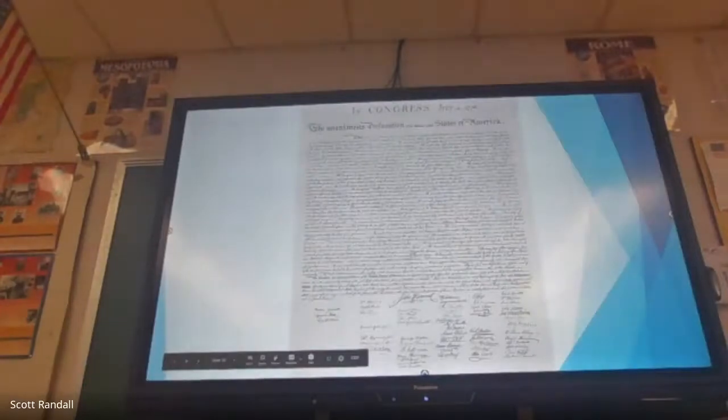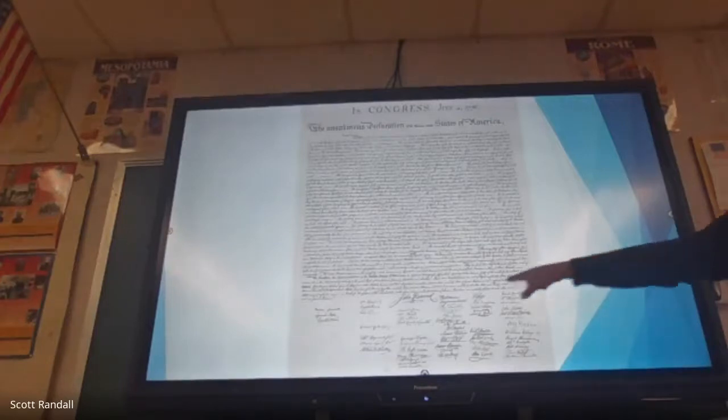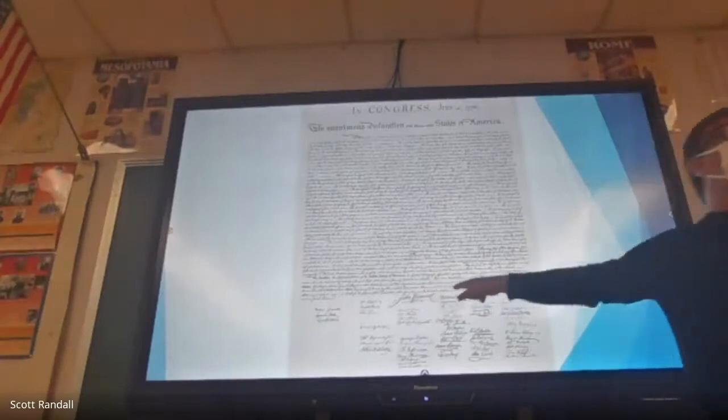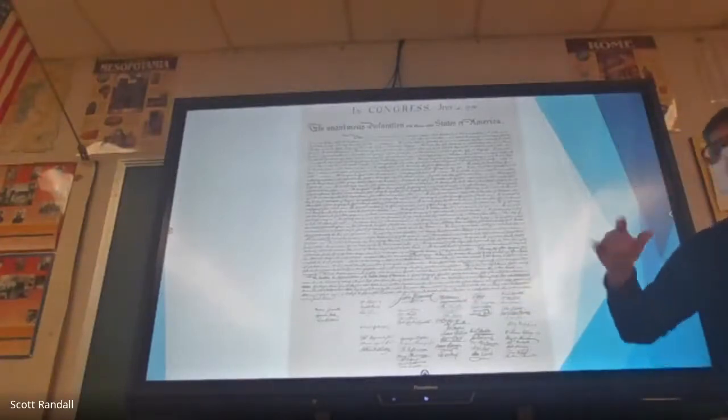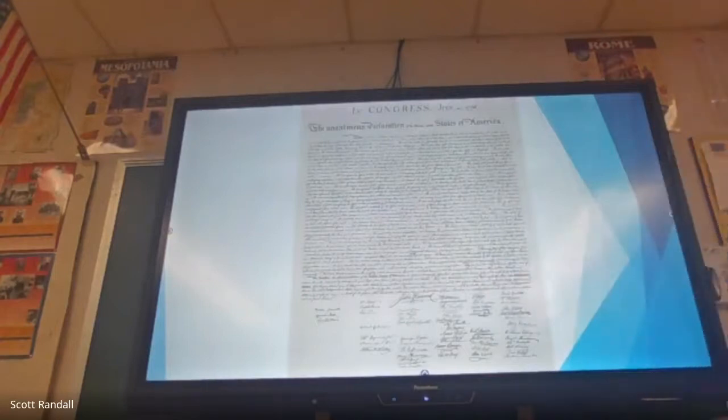So just a few interesting facts there, kind of related to that. So here is a copy of the Declaration of Independence. And then probably one of the most famous signatures is John Hancock's there. And the legend, and some of this stuff is legend, right? The legend is that he wrote it big enough so the king could see it.